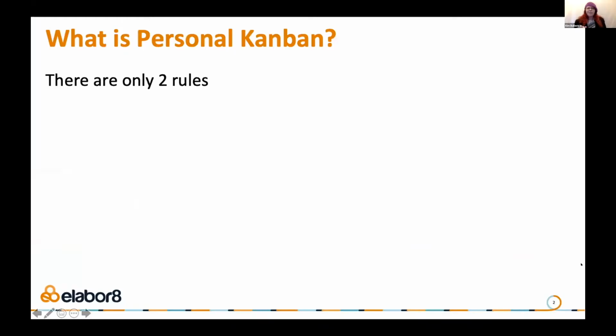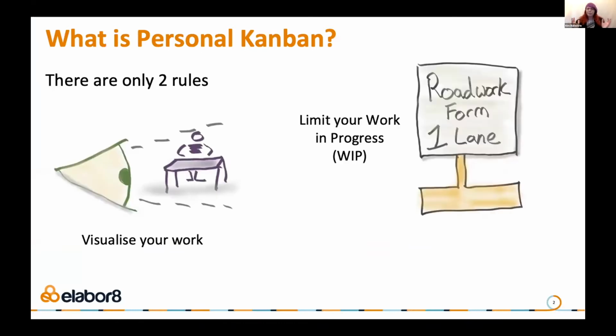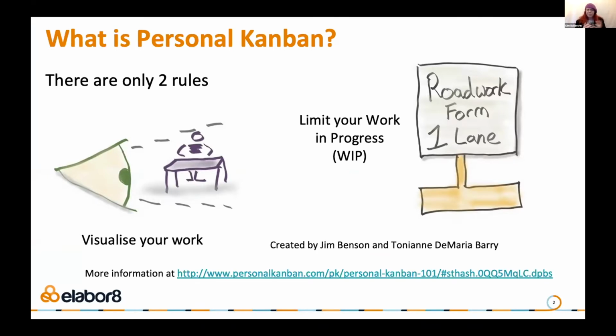So let me just actually click on the screen. There we go. In personal Kanban, there are only 2 rules, and they are to visualize your work and to limit your work in progress. That's it. There are no other rules. You can visualize your work however you like, and you do need to limit your work in progress. Now, the people that came up with this idea were Jim Benson, Antonia, and Di Maria Barry. So after this session, if you want to go and learn more information, feel free to search on personal Kanban. They've written a book as well. There's quite a lot of science behind this approach as well. But we're just going to go through why I use it and how I use it and what I learned from it in this session.